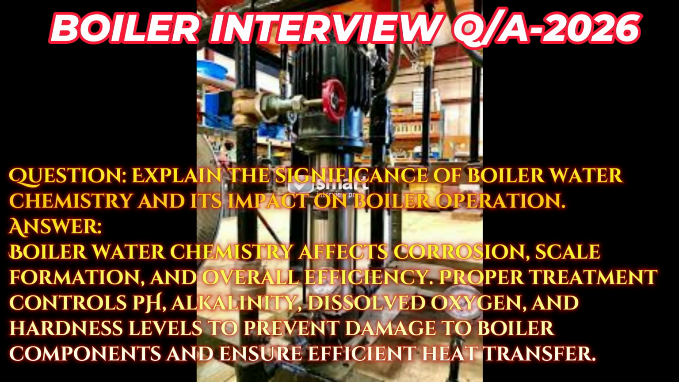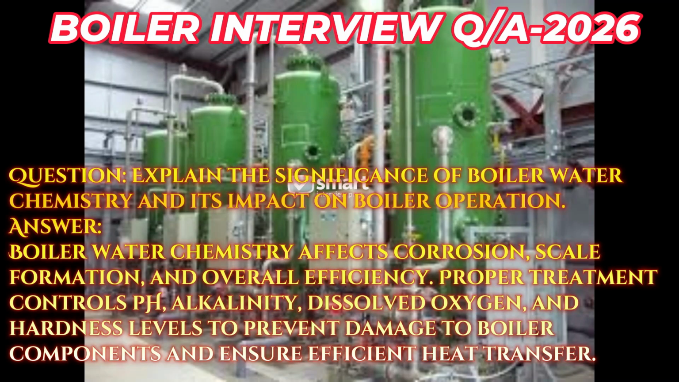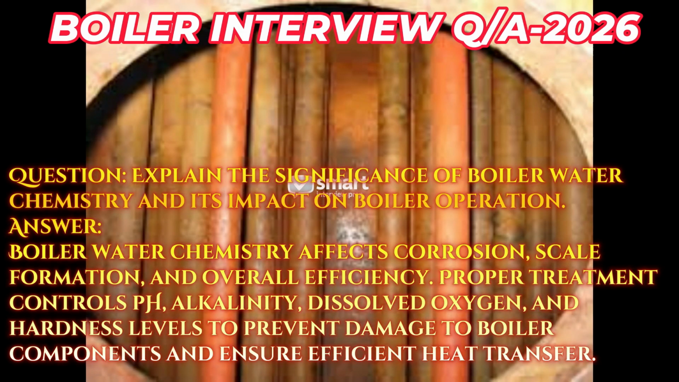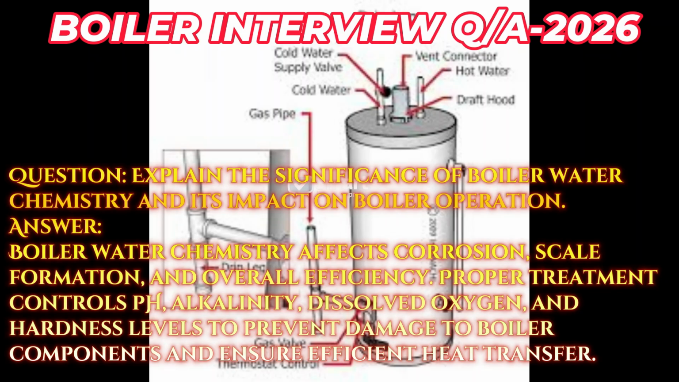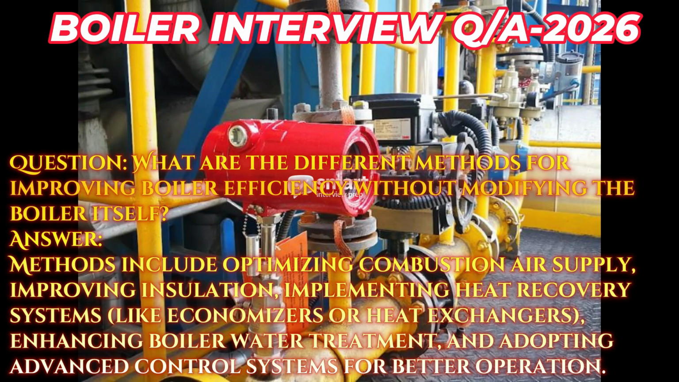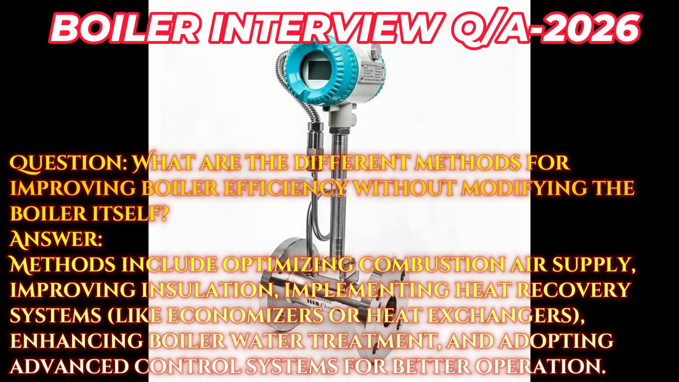Question: Explain the significance of boiler water chemistry and its impact on boiler operation. Answer: Boiler water chemistry affects corrosion, scale formation, and overall efficiency. Proper treatment controls pH, alkalinity, dissolved oxygen, and hardness levels to prevent damage to boiler components and ensure efficient heat transfer.